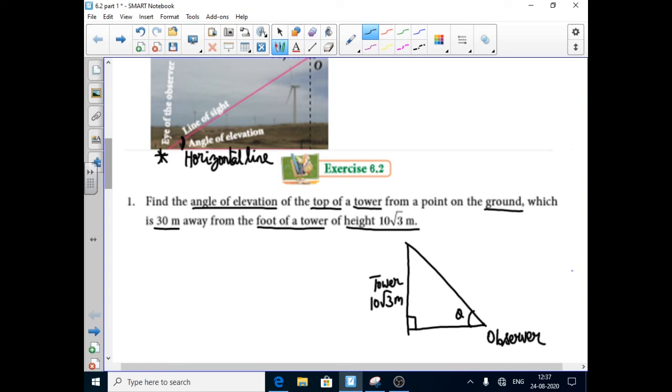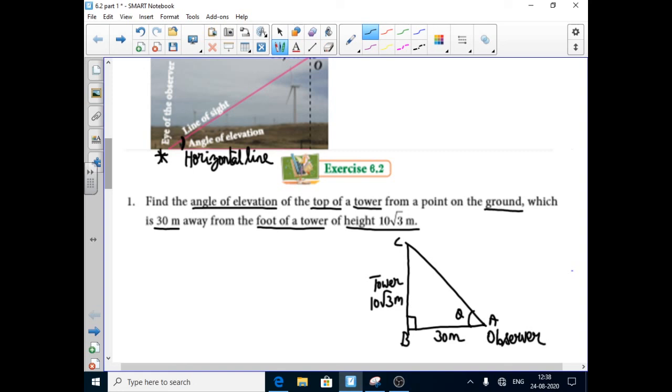From a point on the ground which is 30 meter away from the foot of the tower. Foot of the tower means the base of the tower. So from the foot of the tower the distance is 30 meter. The height of the tower 10√3 is given. Now we give the names, and we have to give the names in anti-clockwise direction only. So I take this point as A, this is B, this is C.